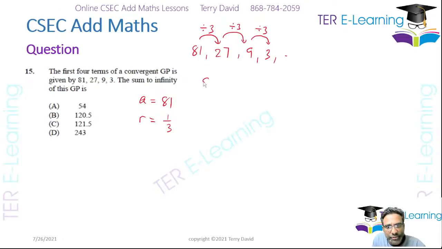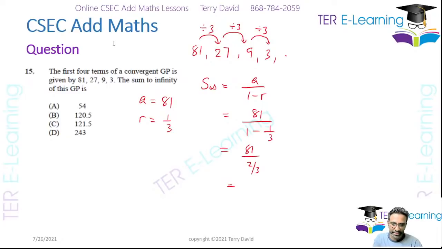Now, what do I want? I want the sum to infinity. There is a formula for the sum to infinity. It is given by A over 1 minus R. So A in this case is 81 divided by 1 minus 1/3. So that's 81 divided by 2/3. What is that? 81 divided by 2 over 3, and I'm getting 121.5. So the answer here is C. I know some of you may have seen formulas that you've never seen before, but please, you need to know these formulas. The sum to infinity is A over 1 minus R.